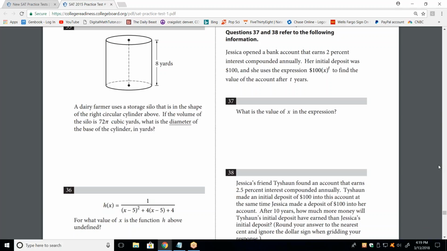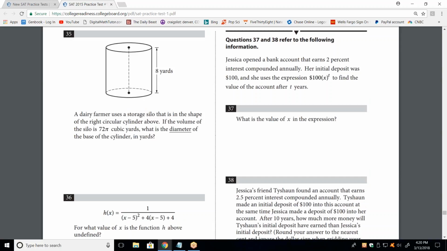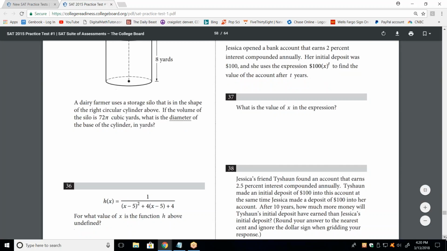Okay, so what 36 is doing is giving us 2 conditions. One starts with $100 and is earning 2%, and the other starts with $100 and is earning 2.5%. So over here on the left, I'm going to talk about Jessica, what Jessica's going to make.